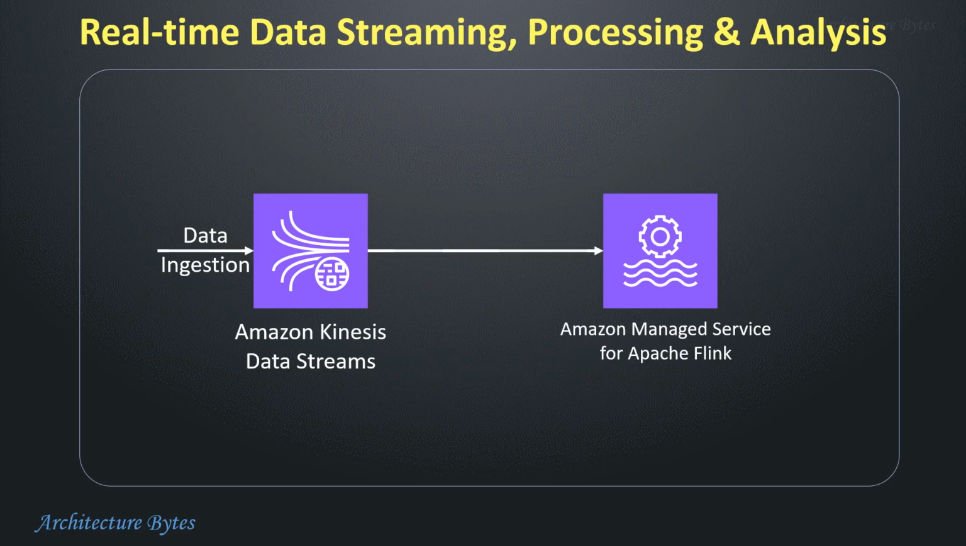Amazon Kinesis data streams can be used for real-time data ingestion of large streams of data records. Amazon Managed Service for Apache Flink can read data from Kinesis data streams to process and analyze it in real time.